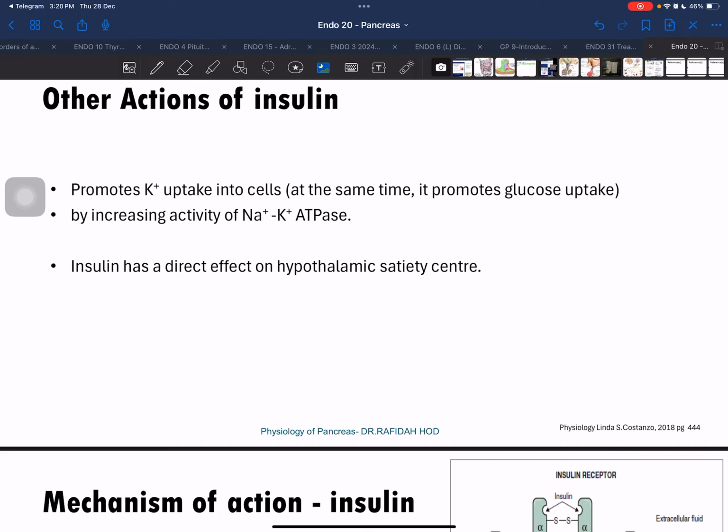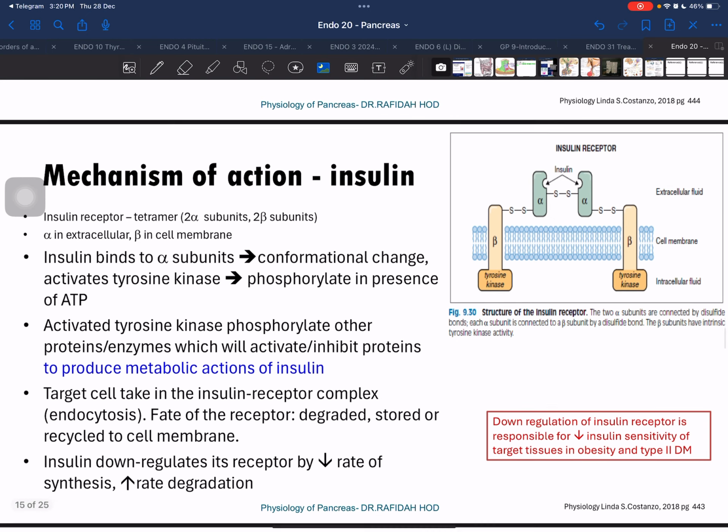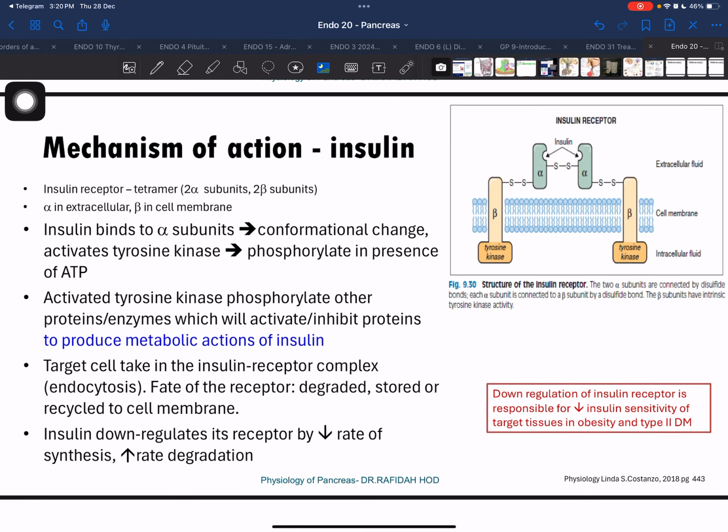Okay. So now we look at how insulin acts. So maknanya kalau hormon, dia kena ada receptor. Tadi yang earlier ones, kita tengok how when there is glucose, macam mana insulin being secreted. But now we are looking at the insulin and the receptor. So insulin, you can look at the diagram first.